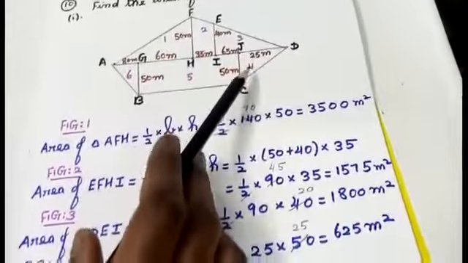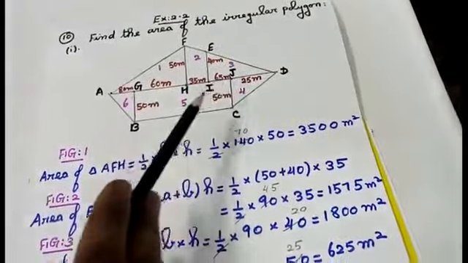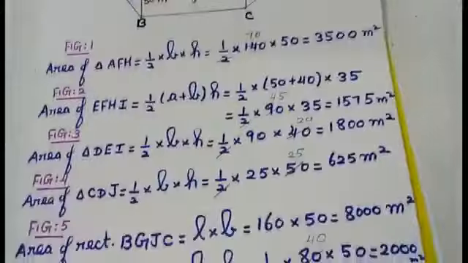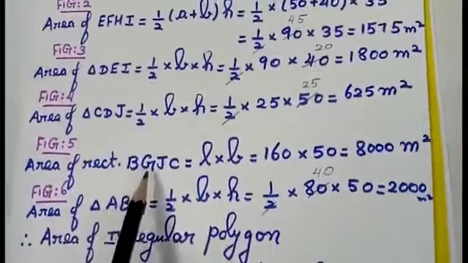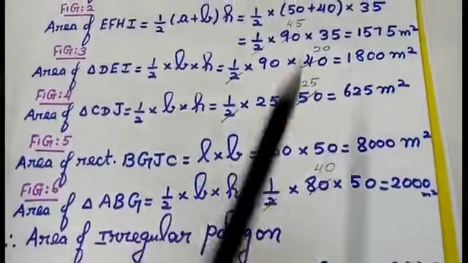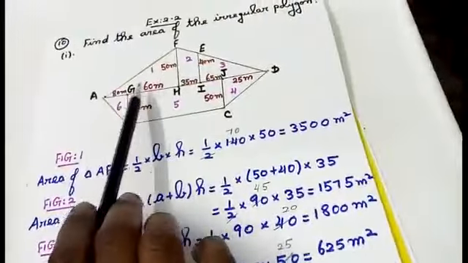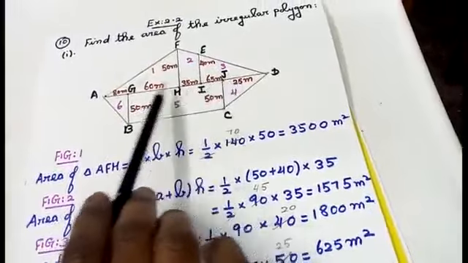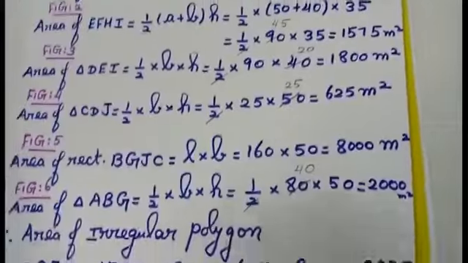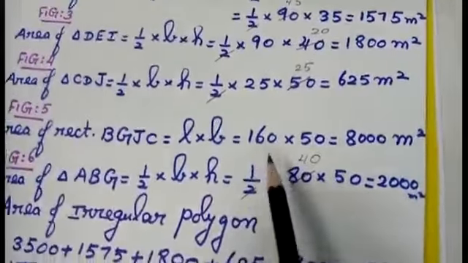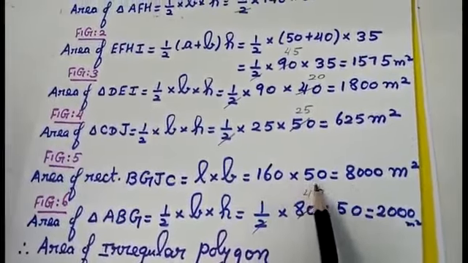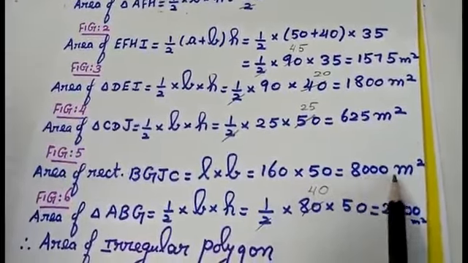Coming to the fourth figure, it is also in the form of a triangle. Fifth figure, if you see, it is in the form of a rectangle, that is area of rectangle BGJC, that is length into breadth. If you see the length here, from G to J, I am having the values 60, 35, 65. Add these values, you will get 160, and breadth I am taking as 50. Calculate, you will get the value as 8000 meter square.